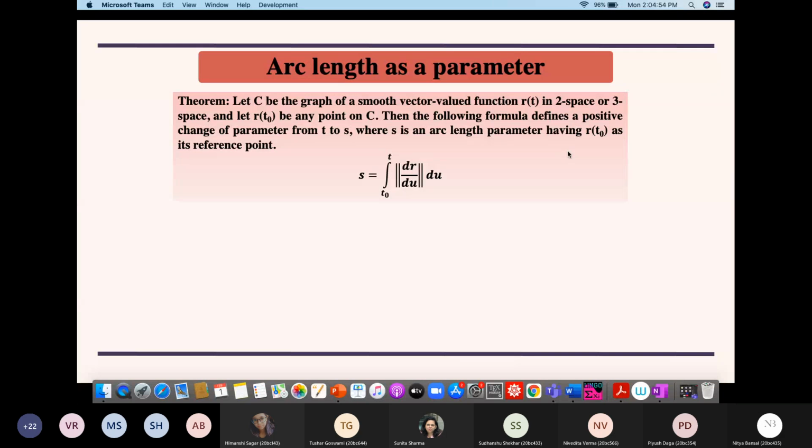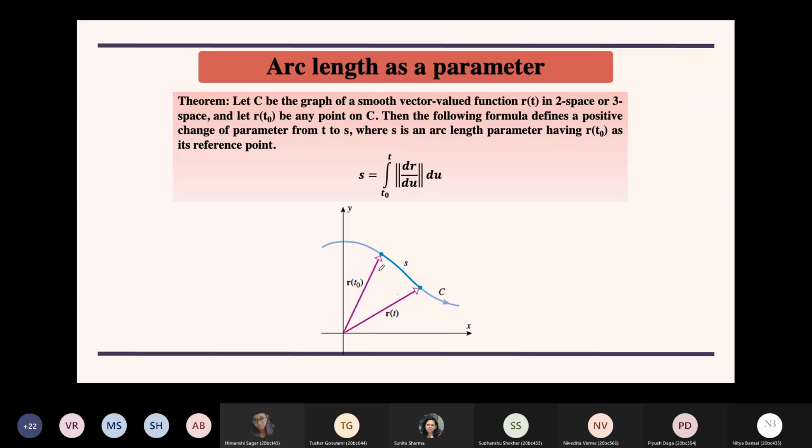Using this relation between S and T, we will try to replace T in terms of S. So this is the graph. This is my reference point, which corresponds to t equals t0. This is any point P whose coordinates I will now express in terms of S. So the integration will be from t0 to this particular t. This is any general point which I have.